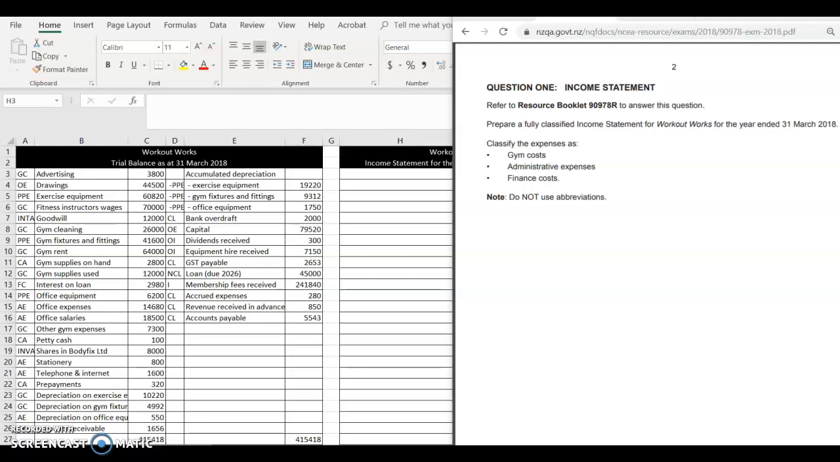Welcome to the second part of the 2018 NCA paper. Remember, this is with 5 credits. In this recording, we're going to do the income statement and balance sheet. So we've done the hard part, which is the first section, classifying and putting the adjustments in. In this section, we're going to do the income statement and balance sheet.